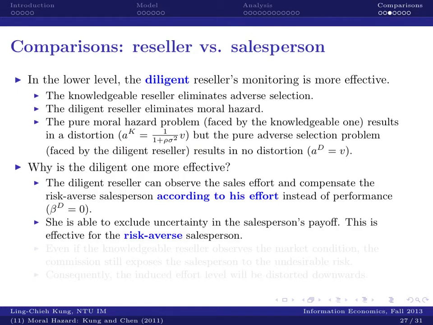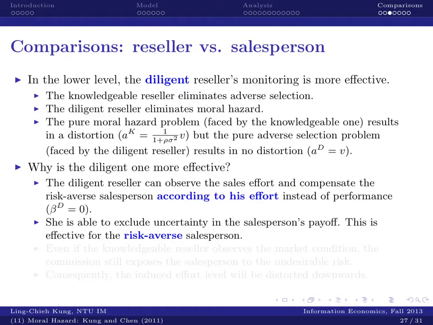Okay, so why? We want to know why. The whole reason for writing a paper or doing research is to answer why. Okay, why is having the diligent reseller more effective? Why is indirectly eliminating moral hazard more effective in this case? The difference is the following. The diligent reseller can observe the sales effort, okay, and then can compensate the salesperson according to the effort instead of the performance. So this is the key difference. With the ability to see the effort level, the compensation can be made based on input instead of output. That means effort instead of performance.